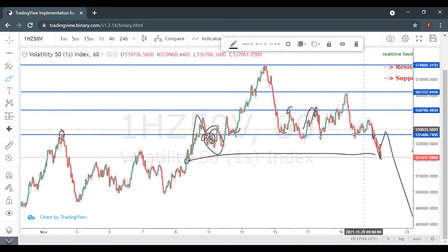This session was mainly focusing on what is support and what is resistance. We will be doing more sessions on support and resistance and show you the perfect way of how to trade this.